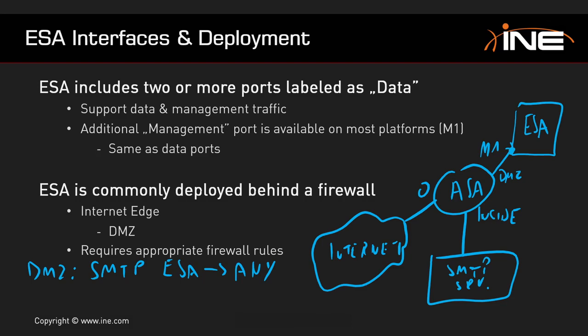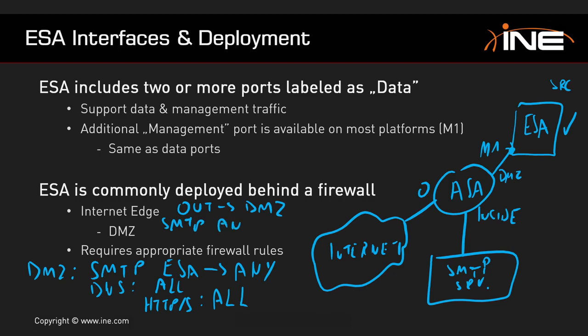You would also want to allow all DNS communication and HTTPS for services such as reputation. So I would also allow all destinations from the ESA. Of course, ESA would be acting as a source in this case. Now on the outside to DMZ communication, you would want to allow all SMTP from anyone to the ESA, like that.